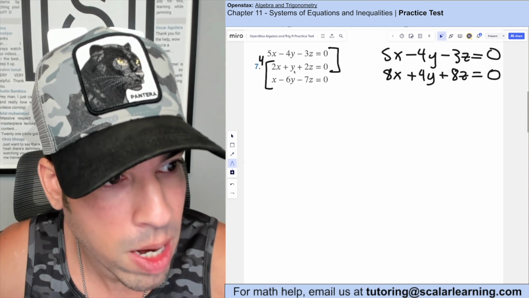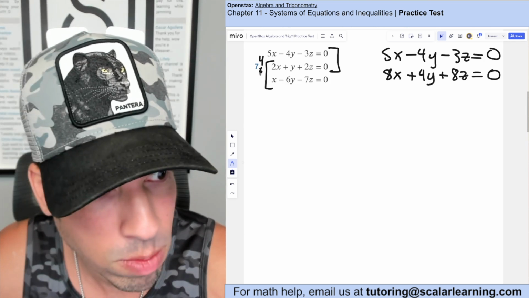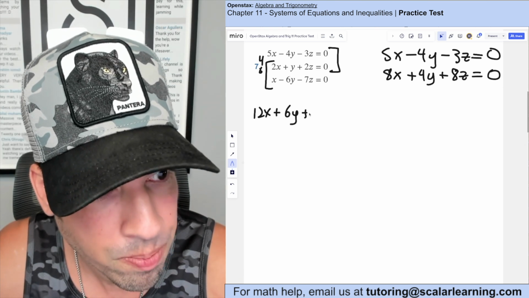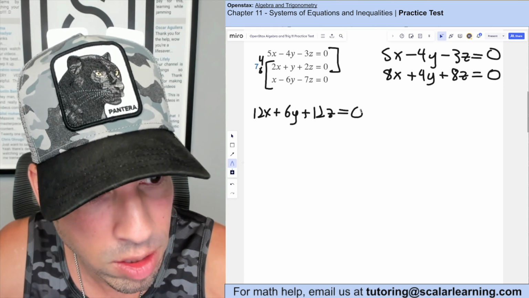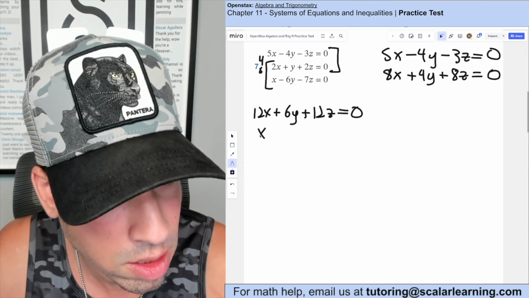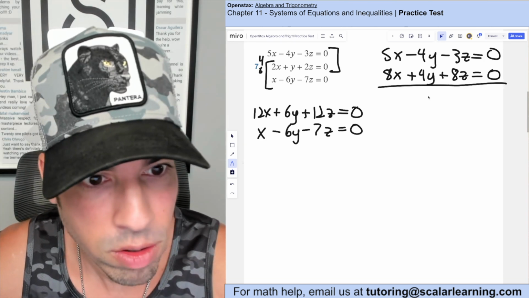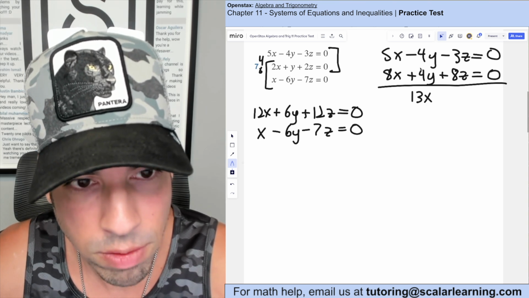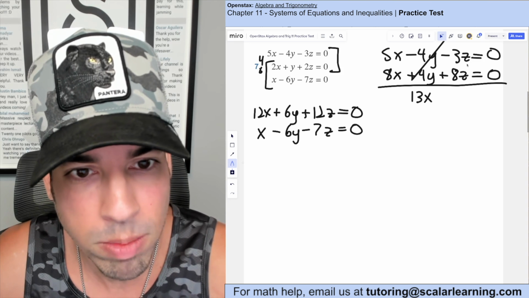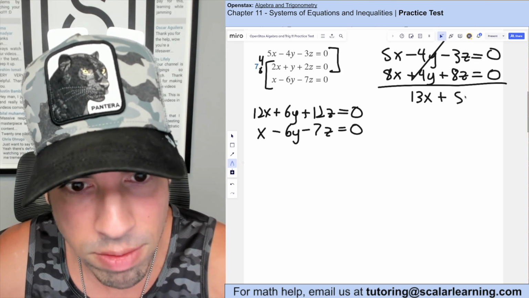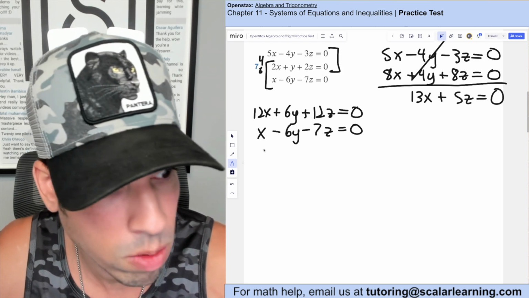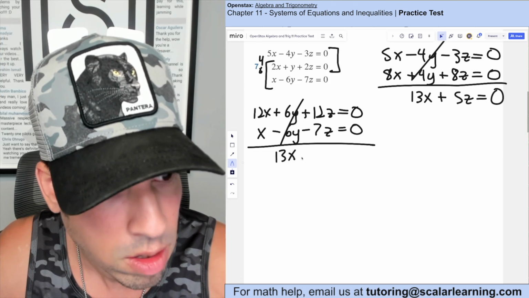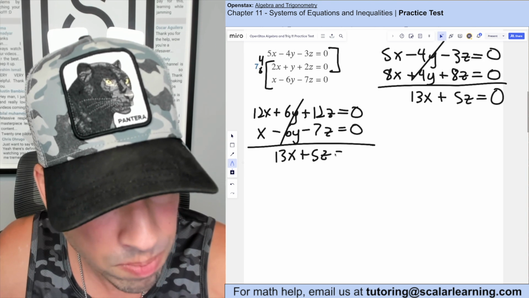And then when I group the bottom two, I got a negative 6y, so I'm going to have to multiply it by 6 this time. So I'll get 12x plus 6y plus 12z is equal to 0. And then this one down here stays as is. So let's combine these together, and we get 13x, right? 5 plus 8. The y's cancel out. Boom, and then negative 3 plus 8 is 5z is equal to 0. Over here, the y's cancel out. We get 13x plus 5z is equal to 0.